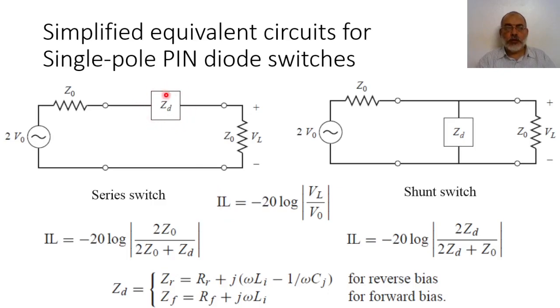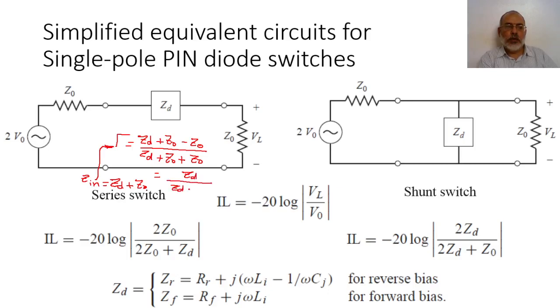Now, if we have a diode, we are going to begin with the reflection coefficient. The input impedance here, Z input, equals Z diode plus Z naught. So the reflection coefficient gamma would be Z diode plus Z naught minus Z naught over Z diode plus Z naught plus Z naught. So this simply would be Z diode over Z diode plus 2Z naught.